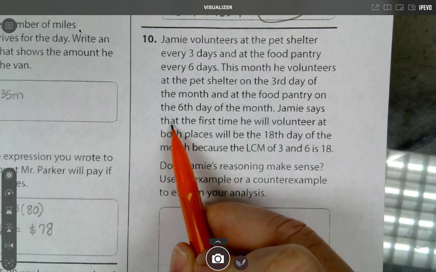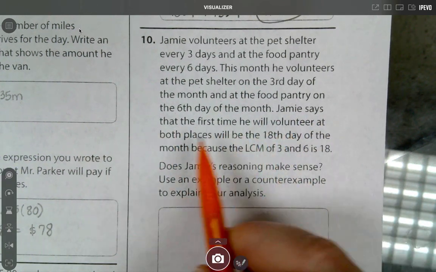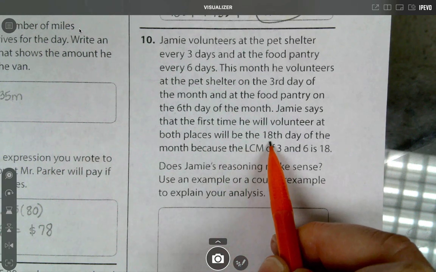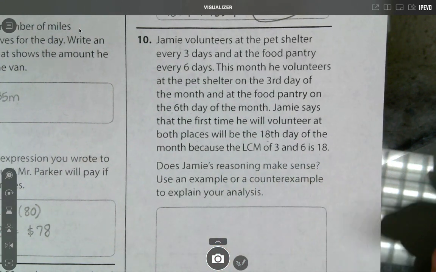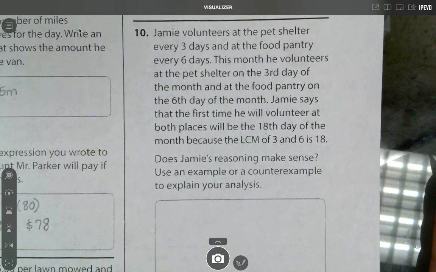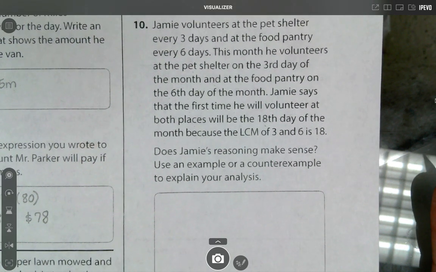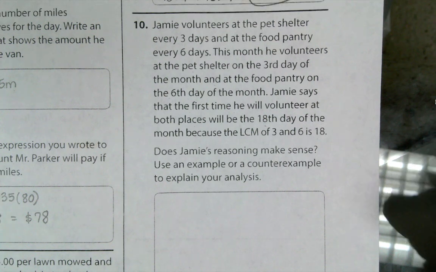If Jamie says that the first time he will volunteer at both places will be the 18th day of the month because the LCM of 3 and 6 is 18, well, does Jamie's reasoning make sense? Use an example or a counterexample to explain your analysis.